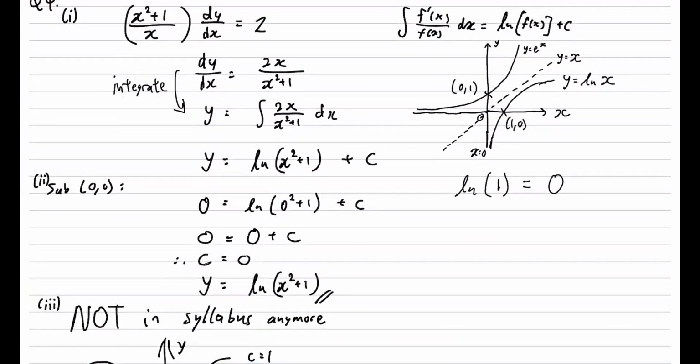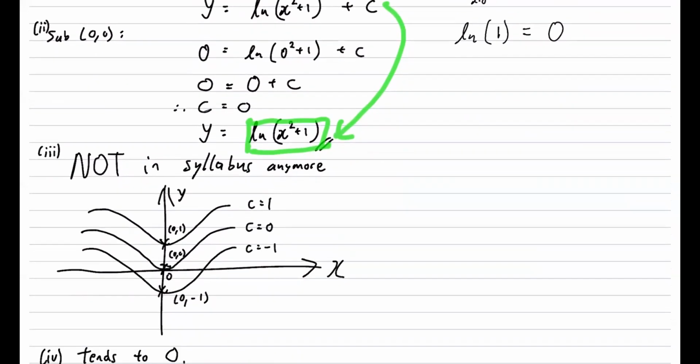If you really cannot remember, then just use the calculator. ln 1 is 0. So you get a 0 over here. ln of (0 squared plus 1) is just 0. Then you get 0 equals 0 plus c. Therefore, c is equal to 0. Sub in the c, you get y equals ln of x squared plus 1. Okay, can?